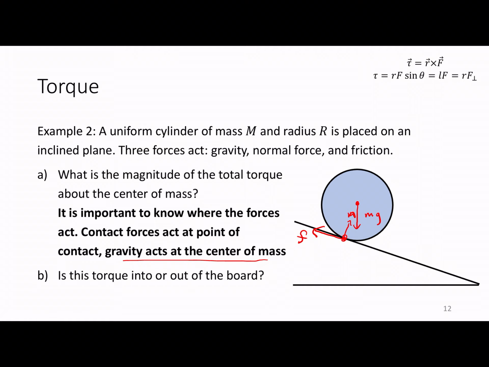So what I want you to do, if these are the three forces acting on the block, I've labeled where the forces act, I've labeled the length of the forces, that's my free body diagram. What I want you guys to figure out is what is the magnitude of the total torque about the center of mass. So figure out the torque from each of these forces, then add them up. And is this torque into the board or out of the board?